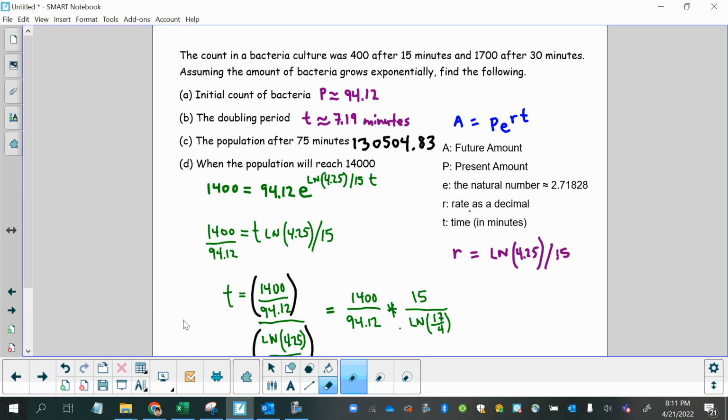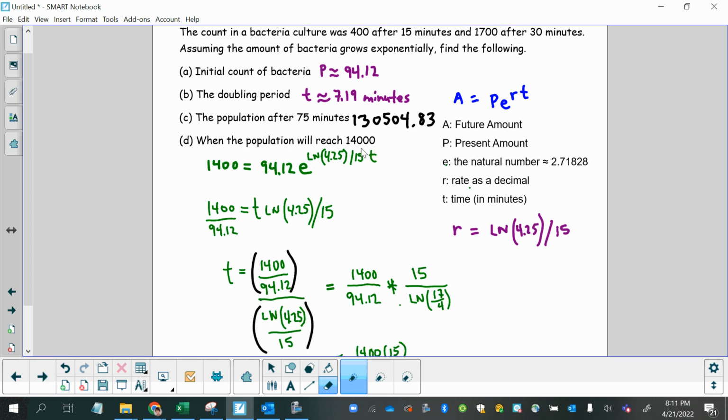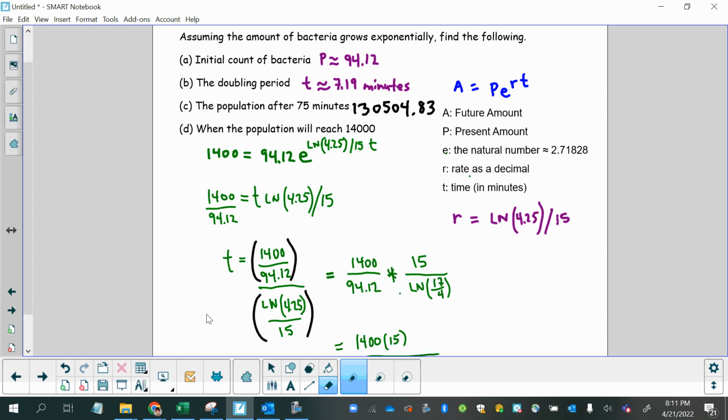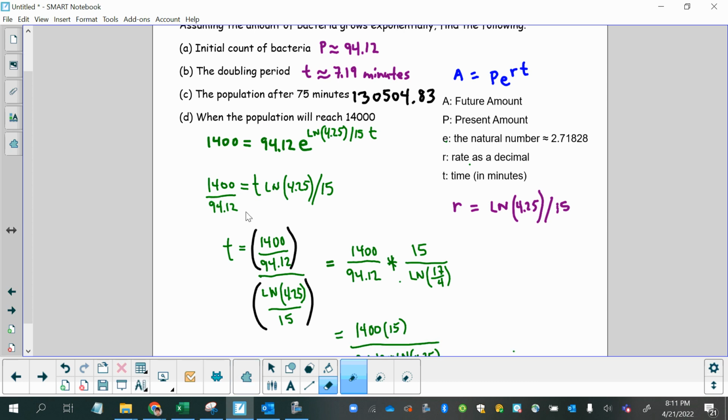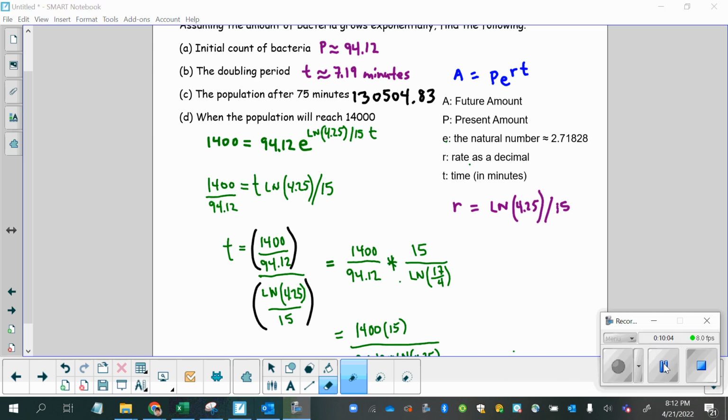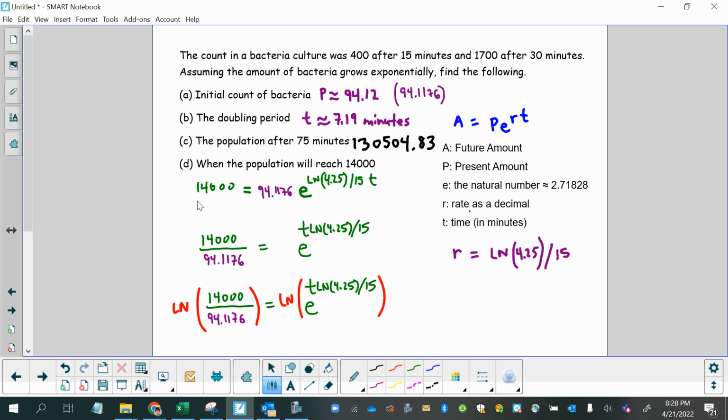Finally, part D. When the population will reach 14,000. All right, so, oh, I just realized I made a mistake here. This should say 14,000, not 1,400. So let me make an adjustment. As I was saying, now I've fixed my typo and I had to make a couple other fixes.